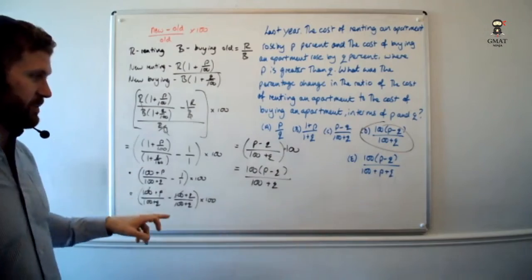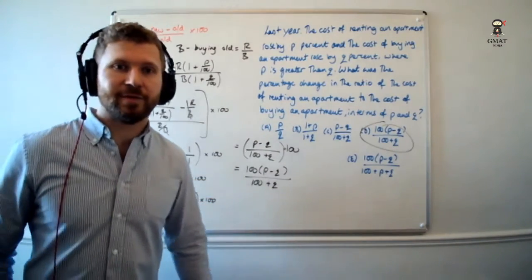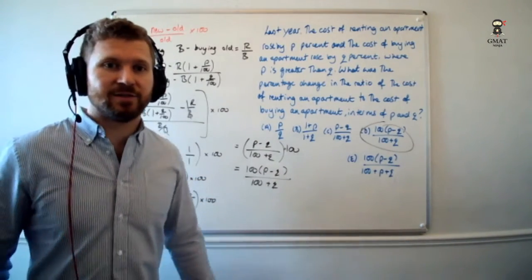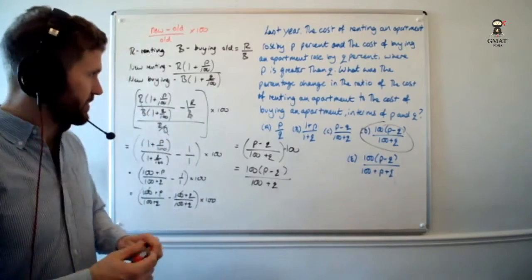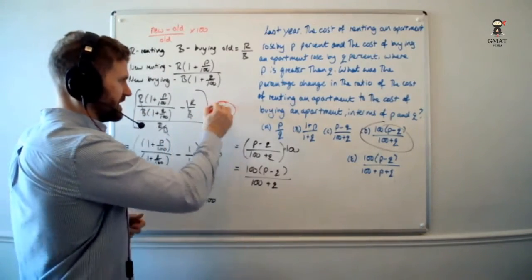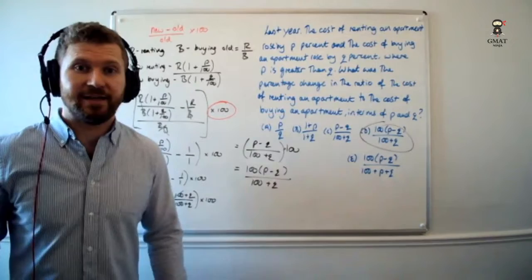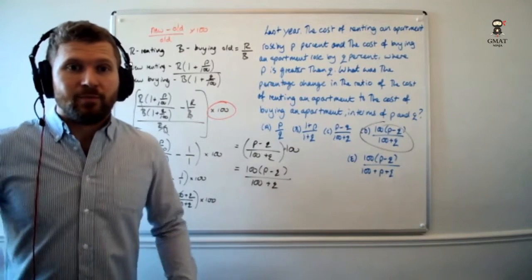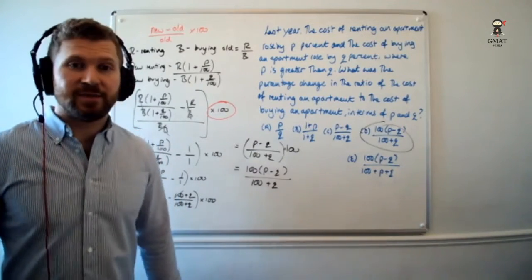Once you're there, it's a case of manipulating the algebra and being careful with what you've done so that you get to the answer. Now, you might have found it quite repetitive that I kept saying I'm going to multiply that 100 on the end. Now, that's more as a reminder for me. I'm just trying to be careful.